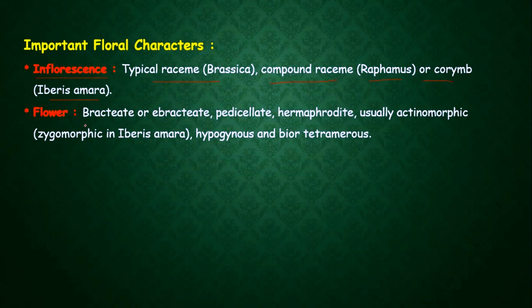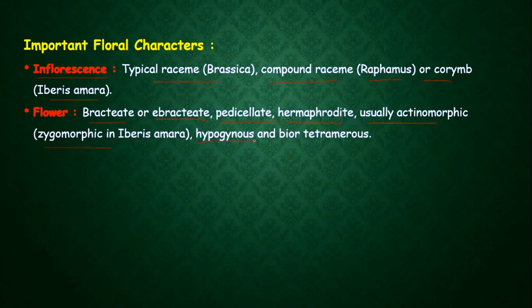Flowers with a bract are called bracteate. Some flowers do not have a bract. Such flowers are called ebracteate flowers. Flowers with a stalk are called pedicellate. Both androecium and gynoecium are present in the same flower, so it is called bisexual or hermaphrodite. Actinomorphic: the flower can be cut into two equal halves at any vertical plane. But in Iberis amara, the flower is zygomorphic: it can be cut into two equal halves in only one vertical plane.